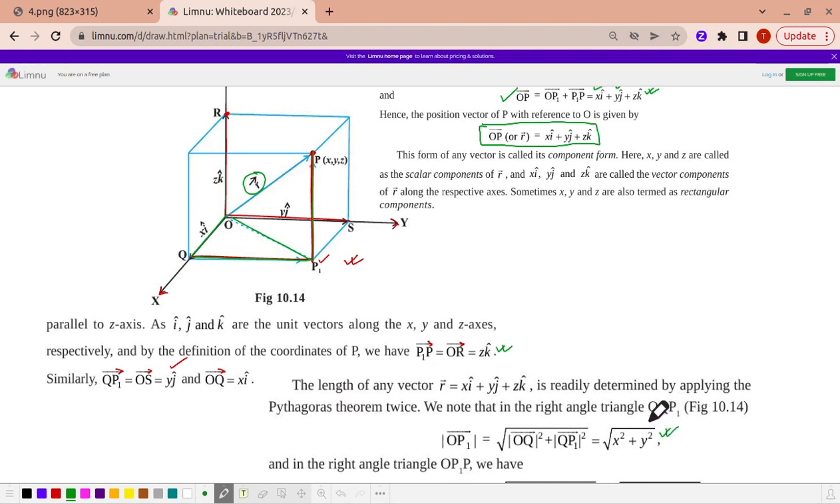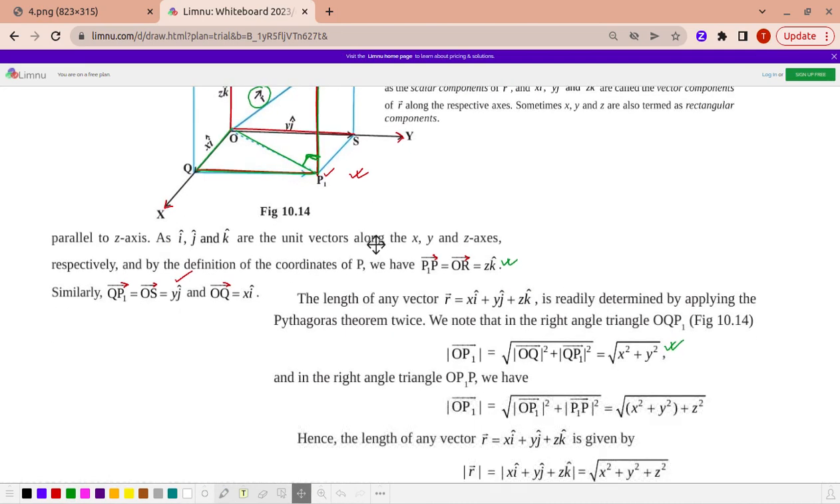And then in the right angle triangle OP1P, OP1P is also a right angle triangle. And which one is the right angle here? This one is the right angle. So then OP is the hypotenuse. So what can we get, dear students? We get OP square is equal to OP1 square plus P1P square. So here the modulus of OP is equal to the square root of x square plus y square plus z square.